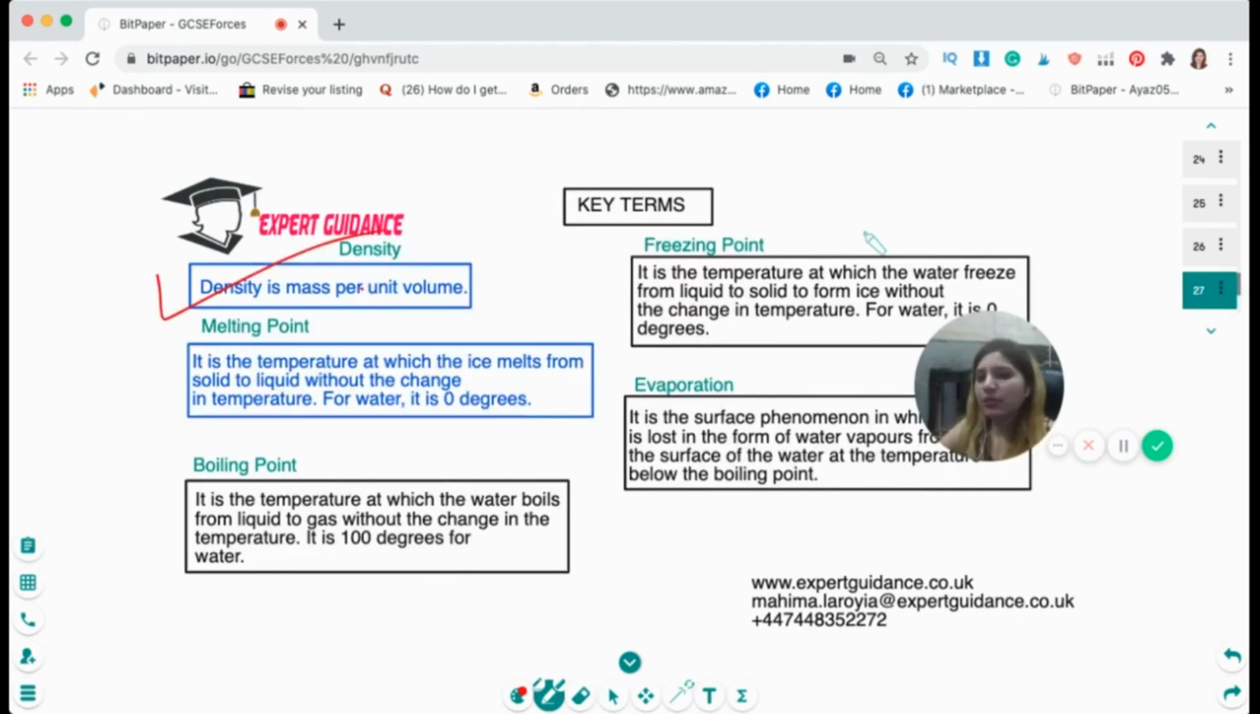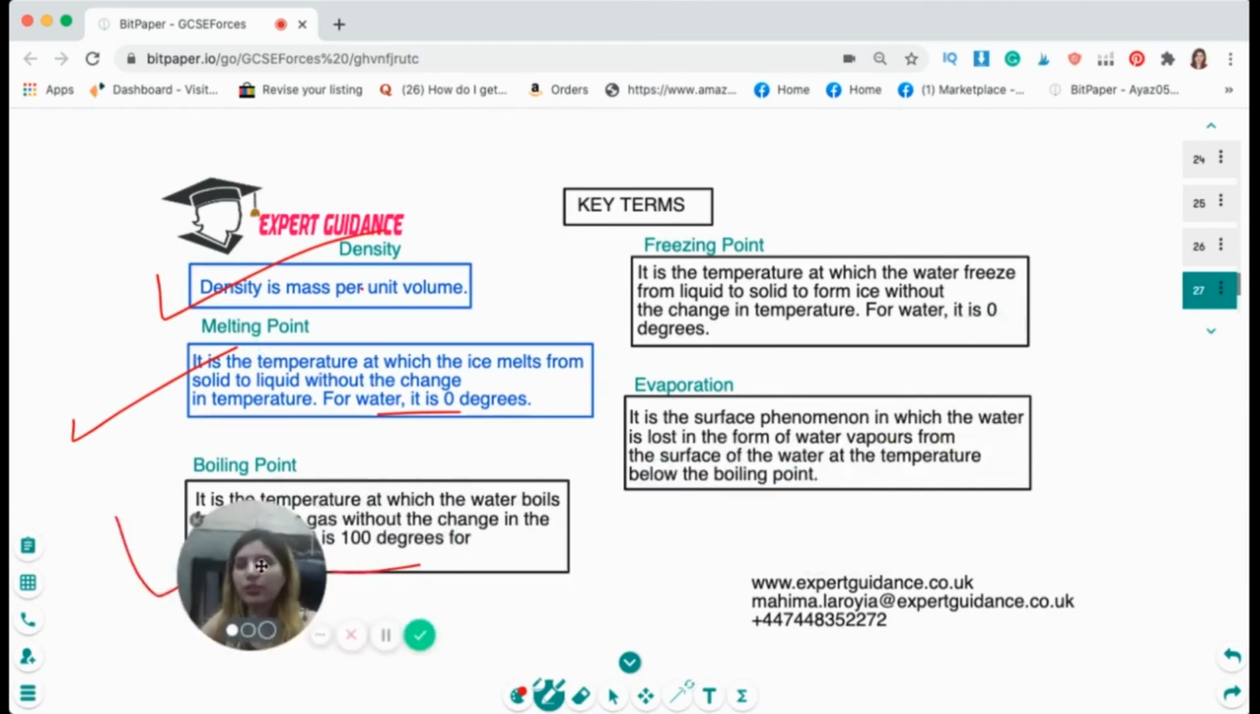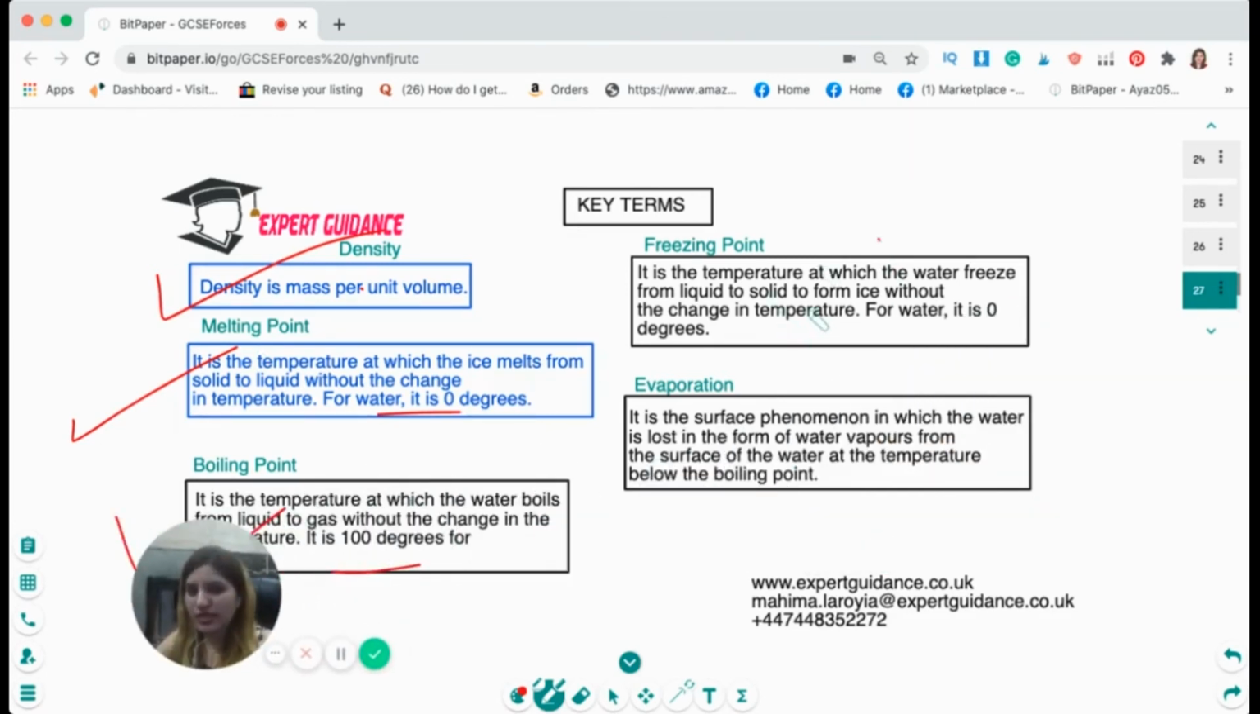Melting point is the temperature at which the ice melts from solid to liquid without the change in temperature, and for water it is 0 degrees. Boiling point is the temperature at which the water boils from liquid to a gas without the change in temperature, and it is 100 degrees for water. Freezing point is the temperature at which the water freezes from liquid to solid to form ice without the change in temperature, and for water it is 0 degrees.